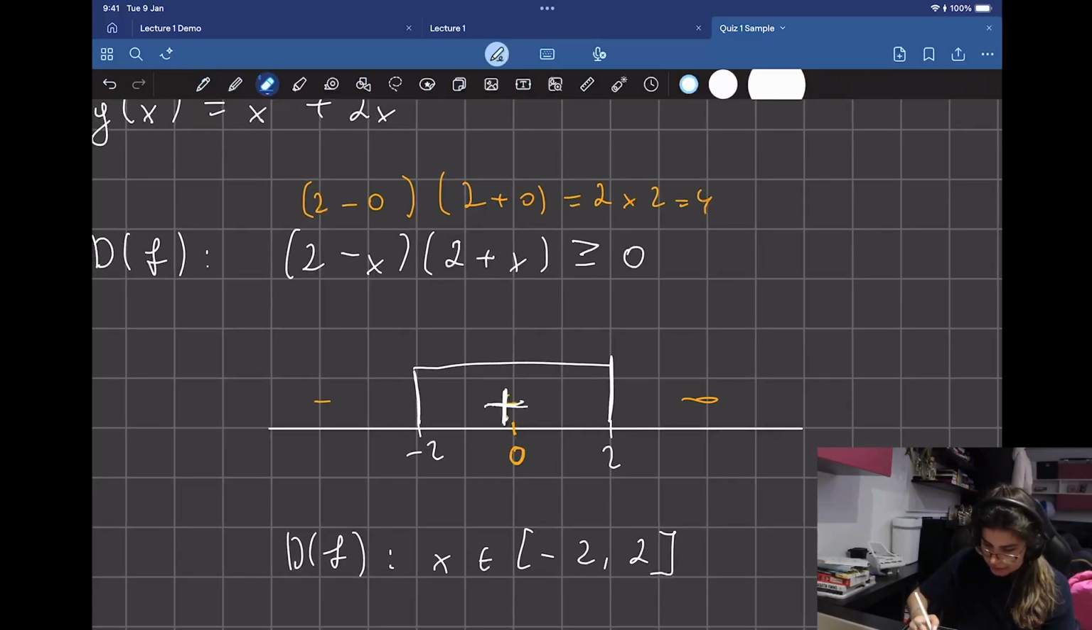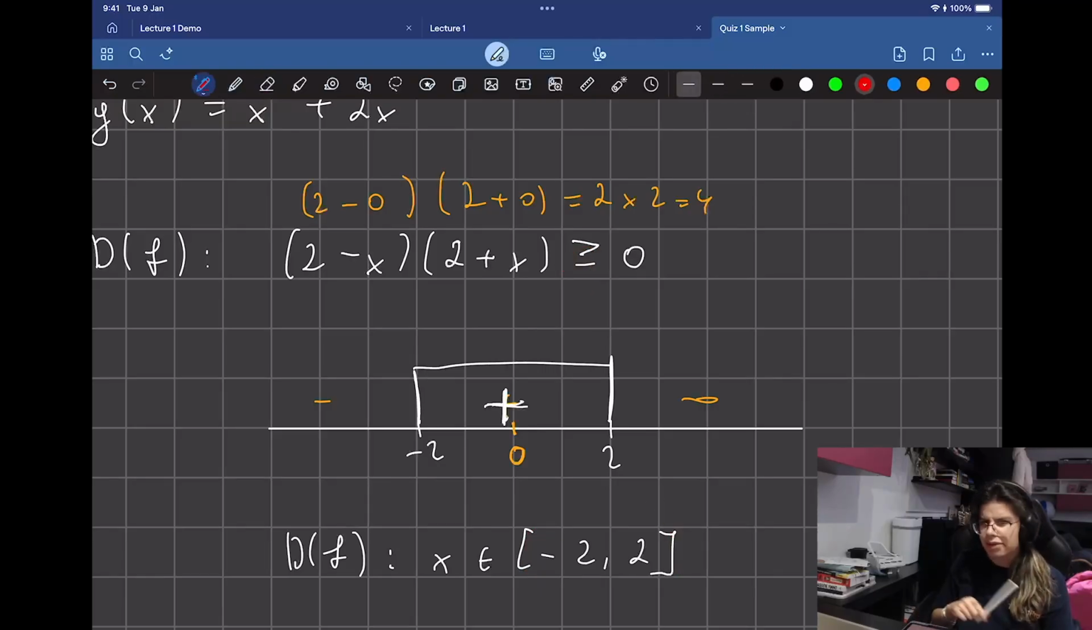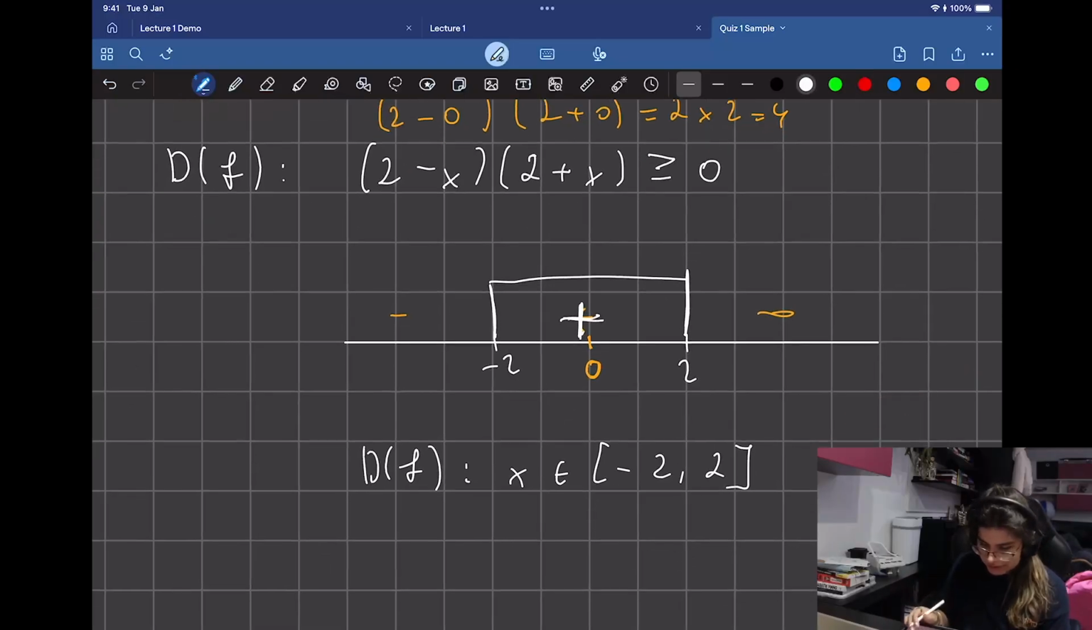By the way, if we didn't have the equal sign here, we would have it like this, a closed interval. But now it's an open interval. Wait, is it the other way around? I don't actually remember the terminology, but anyway, you saw how it's written.